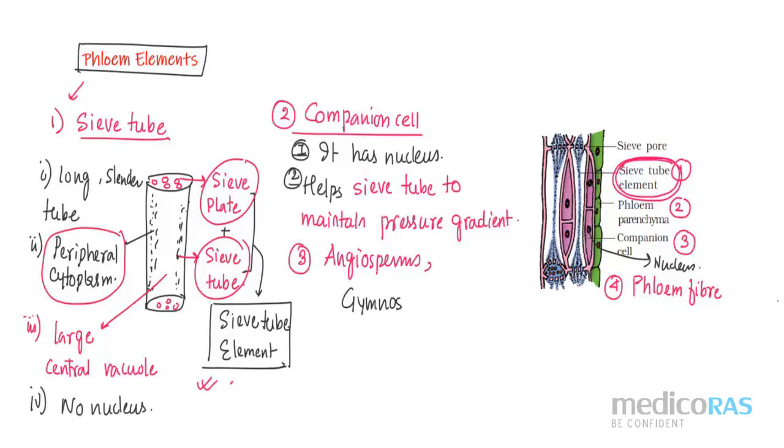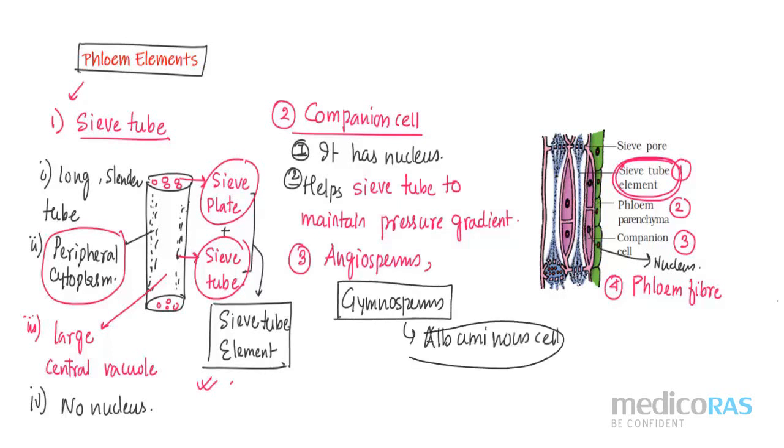In gymnosperms, the companion cell which is present is known as the albuminous cell. So this is one of the important pieces of information for the NEET examination. Please note it down: the albuminous cell is the characteristic feature of gymnosperms, and the same thing in case of angiosperms, we consider it as the companion cell.